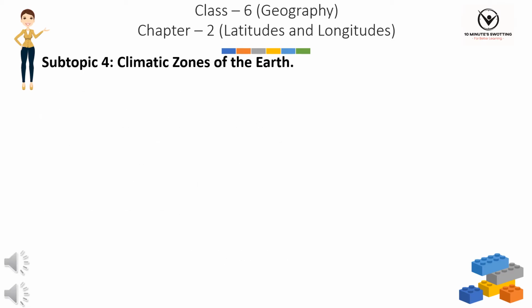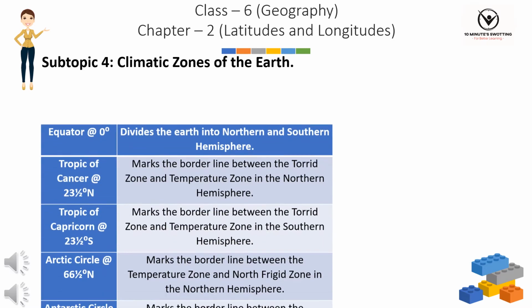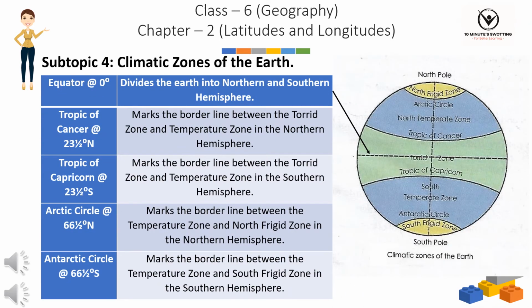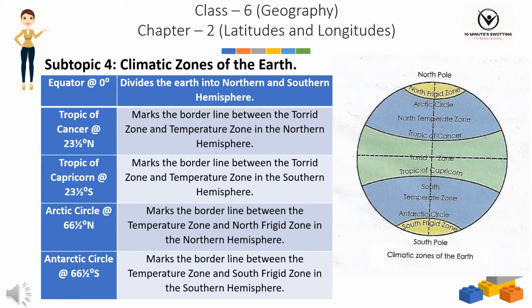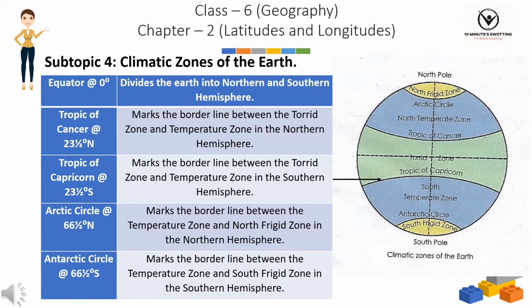Subtopic 4. Climatic zones of the Earth. Equator at 0 degrees divides the Earth into the northern and southern hemisphere. Tropic of Cancer at 23.5 degrees north marks the borderline between the torrid zone and temperate zone in the northern hemisphere. Tropic of Capricorn at 23.5 degrees south marks the borderline between the torrid zone and temperate zone in the southern hemisphere.